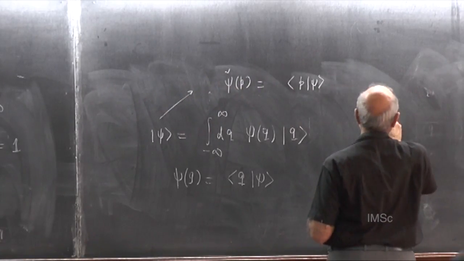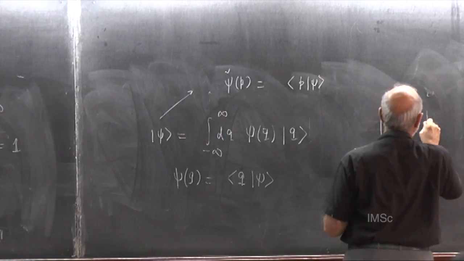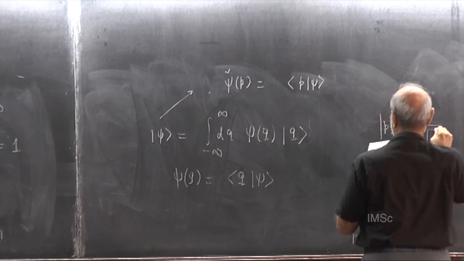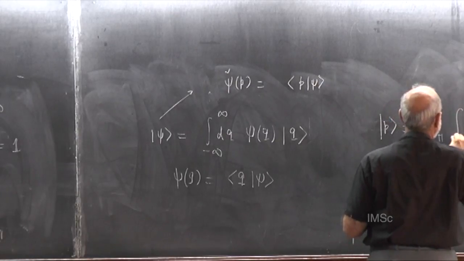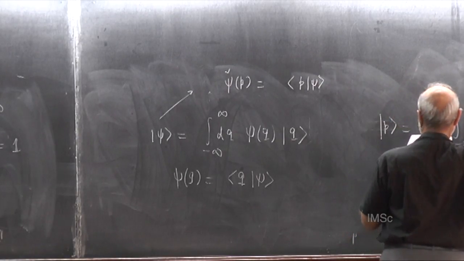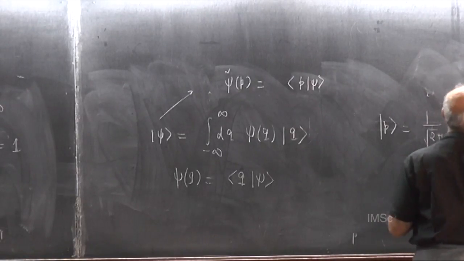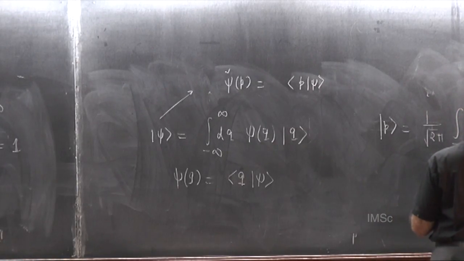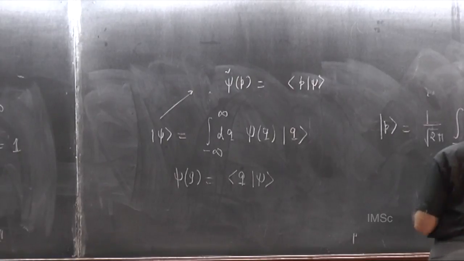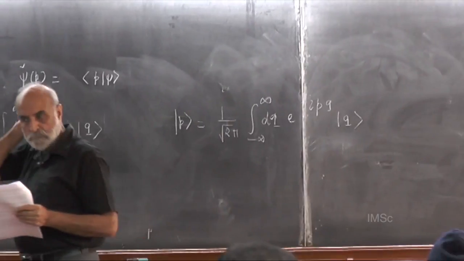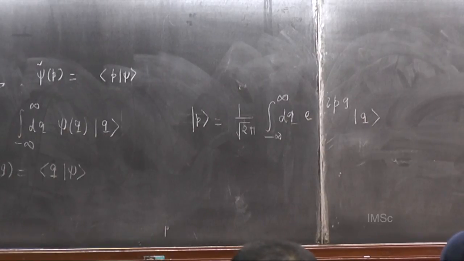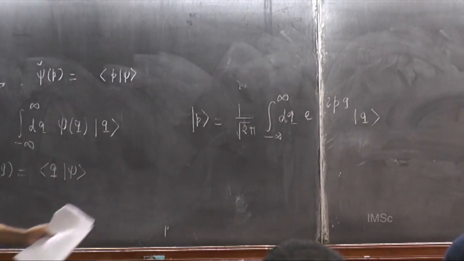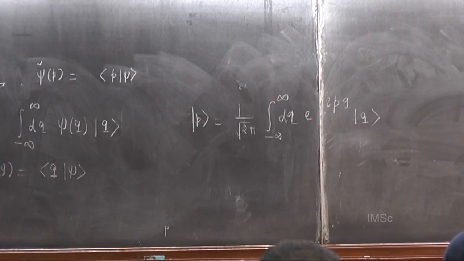So, for example, the momentum eigenstates, when expanded in terms of coordinate eigenstates, give this relation between the momentum and the coordinate eigenstates. Okay. Any questions up to this point?